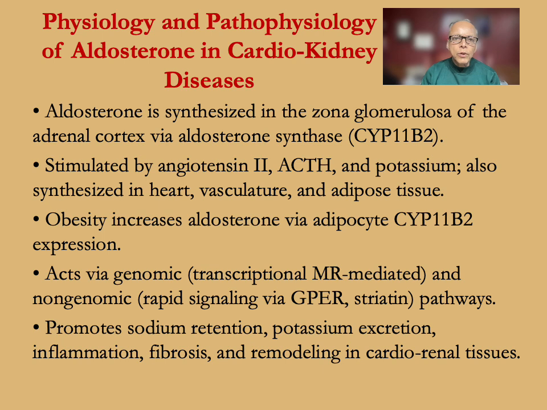Aldosterone is synthesized in the zona glomerulosa of the adrenal cortex via the aldosterone synthase CYP11B2. Stimulated by angiotensin 2, ACTH, and potassium, it's also synthesized in the heart, the vasculature, and adipose tissue. Obesity increases aldosterone via adipocyte CYP11B2 expression. It acts both via genomic and non-genomic pathways. The genomic is transcriptional, mineralocorticoid receptor mediated, and the non-genomic is rapid signaling by the GPER and Striatin pathways. It promotes sodium retention, potassium excretion, inflammation, fibrosis, and remodeling in cardiorenal tissues.